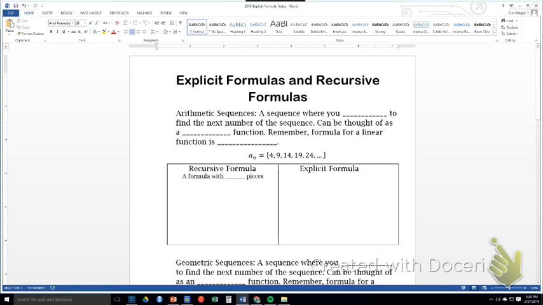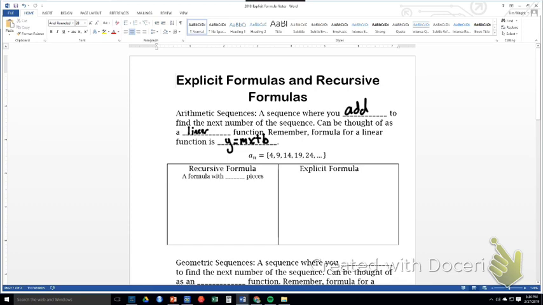So first, let's review. An arithmetic sequence is a sequence where you add to find the next number of the sequence. It can be thought of as a linear function. Remember, linear just means it's going to make a straight line because it's adding or subtracting every time. And also remember the formula for a linear function is y equals mx plus b. This is going to matter when we're going over how to find the explicit formula. So keep that in the back of your head as we do this.